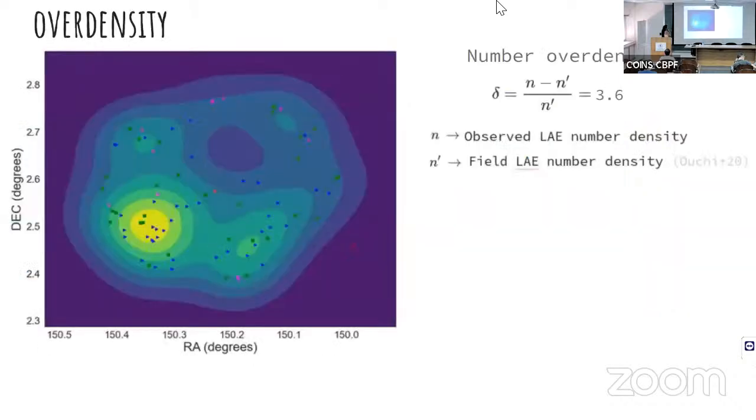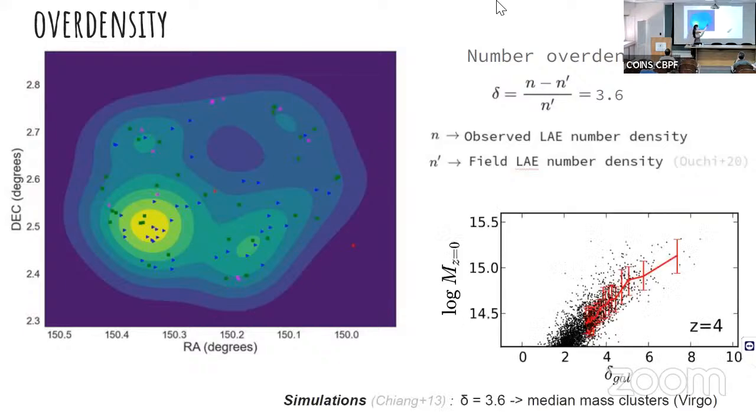So I made a density map, and in this yellow region here, you can see the number overdensity. Let me tell you what a number overdensity is. You can calculate this with the Lyman alpha emitter density we observe, minus the Lyman alpha emitter density in the field, and this Lyman alpha emitter density in the field I calculated from the Ouchi work. There is a review on Lyman alpha emitters. And I got this 3.6.